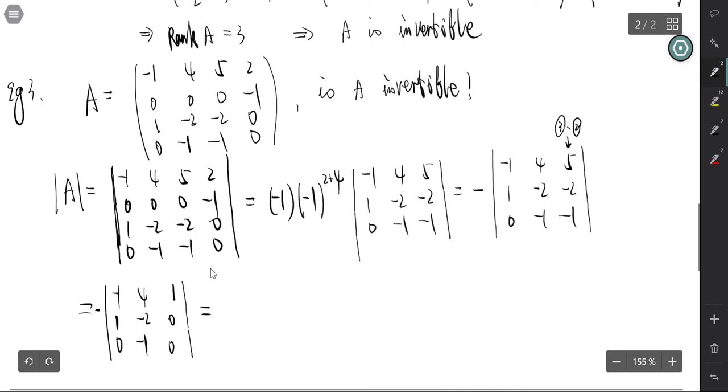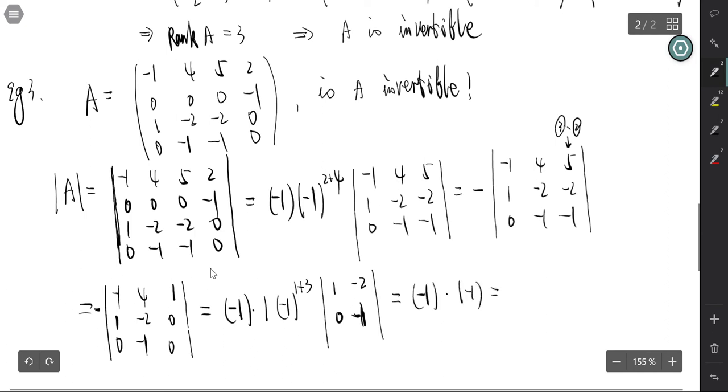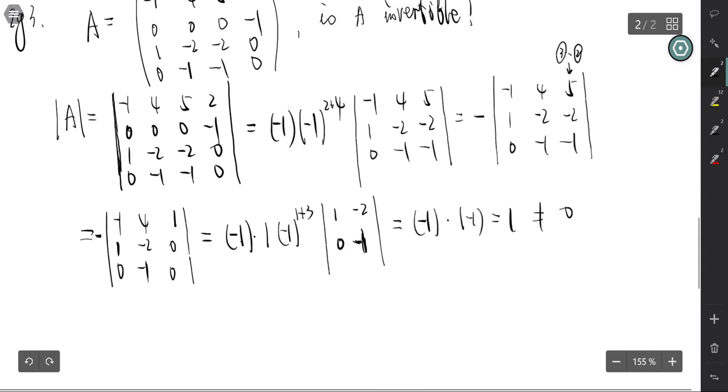Expand this determinant by the third column. It's negative 1 times 1, that is 1 here, times 1. 1 plus 3, and there's 1, negative 2, and 0, negative 1 left. So that's negative 1 times negative 1, that is 1, which does not equal 0. Because the determinant is non-zero, A is invertible. That's the inverse matrix.